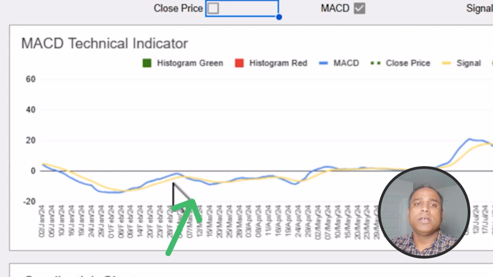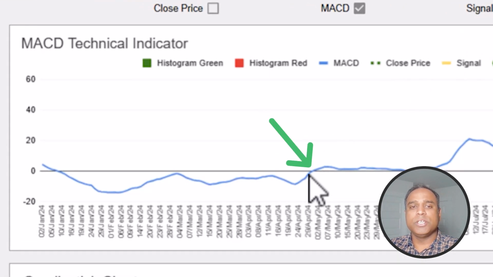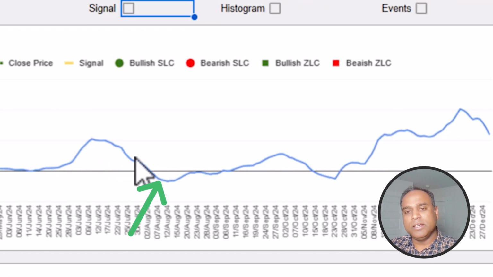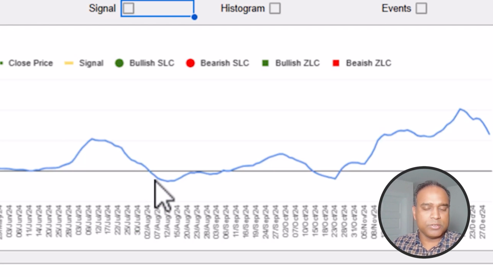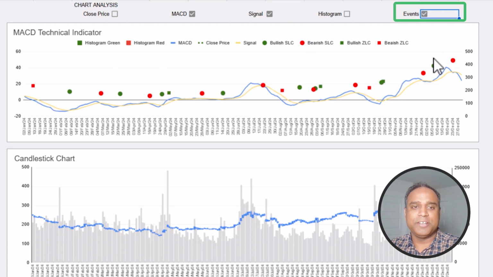And then similarly, I'm going to remove the signal line. So you can see the MACD line, whenever it goes from below the zero line to above, that's a bullish zero line crossover. Whenever the MACD line goes from above the zero line to below, that's a bearish zero line crossover. Again, you don't need to remember all these things. It's automatically calculated for you.